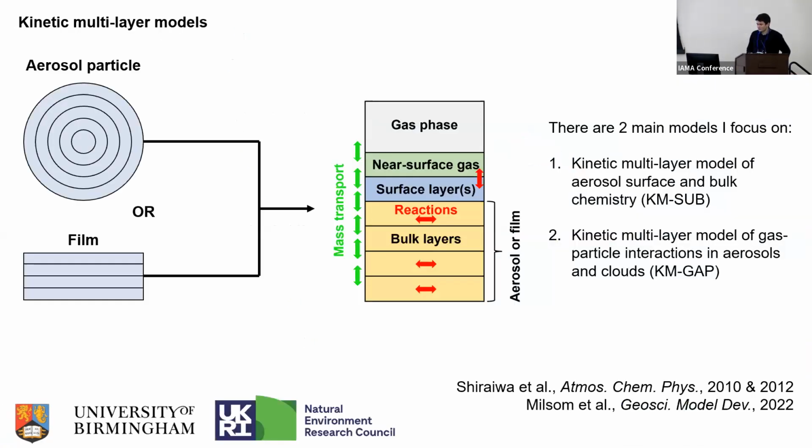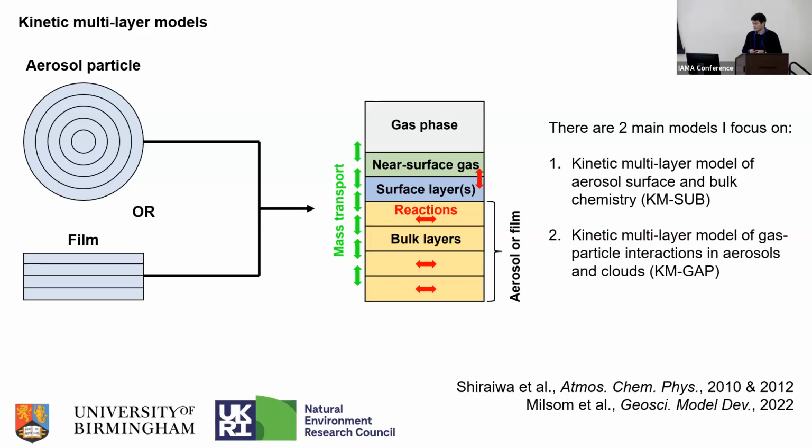But kinetic multi-layer models are the name of the game here. The concept is you have an aerosol particle, so it's a particle resolved model, and you split it into a number of bulk layers. You can do that for a particle or a film, and the actual model resolves mass transport between each bulk layer. That middle schematic there shows you that you can resolve bulk diffusion as well as the movement of things from the gas phase to your particle surface. And then you also resolve reactions at the surface and within the bulk layers as well. It's quite detailed modeling.